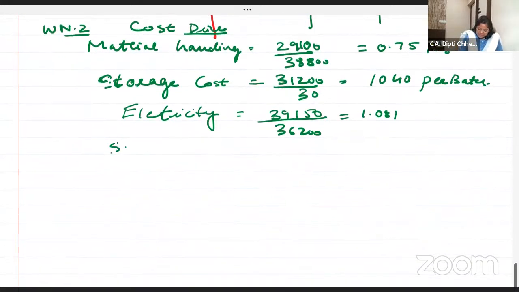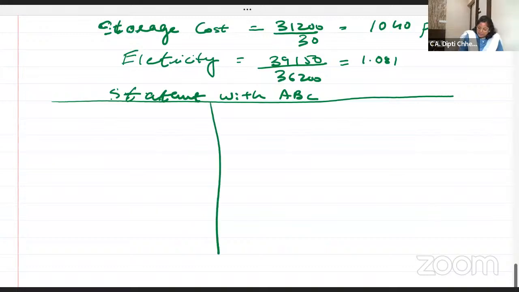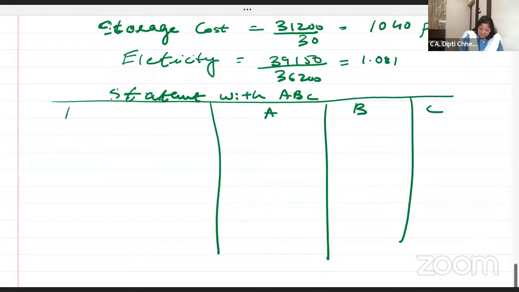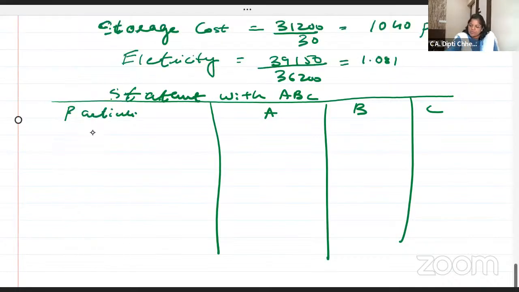Working note is ready. Now statement with ABC approach. ABC approach. Particulars A, B, C. Sometimes they'll just give you the overhead and do. Sometimes they'll say, nahi, aise karo. So according to you have to do. All clear until now? Yeah.